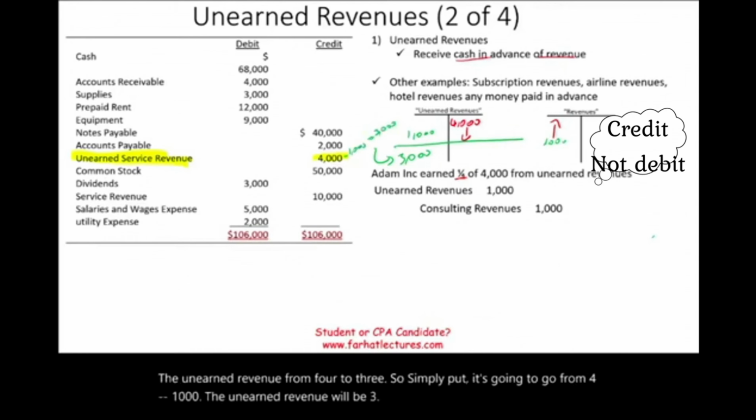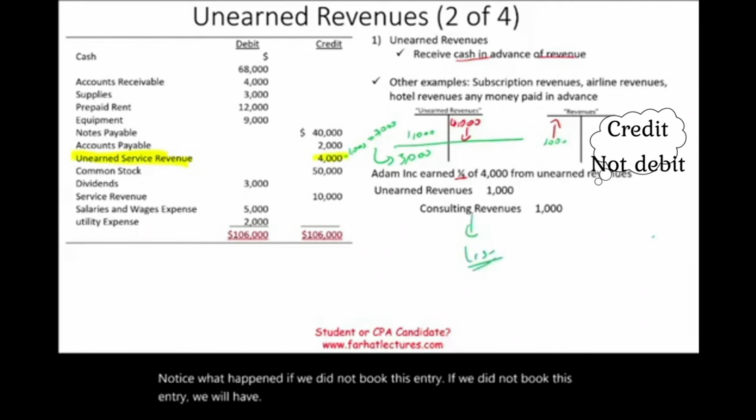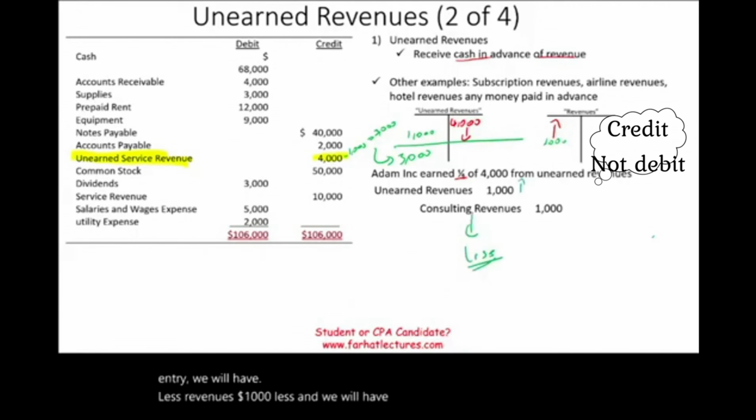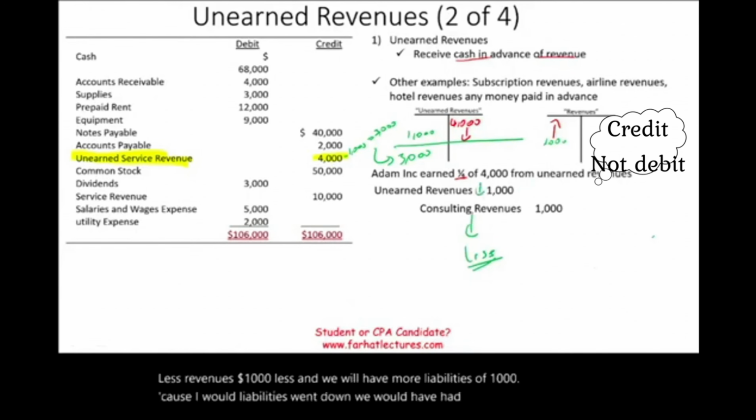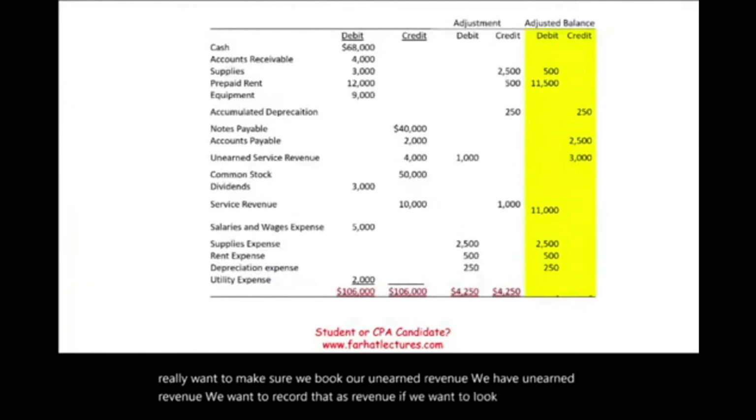Notice what happened if we did not book this entry. We would have $1,000 less in revenues, and we would have 1,000 more in liabilities, because our liabilities should have gone down. So we really want to make sure we book our unearned revenue. If we have unearned revenue that has been earned, we want to record it as revenue if we want to look good, right? And that's what we want to do.